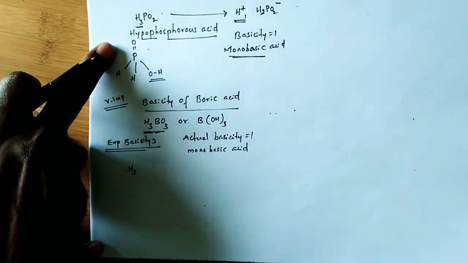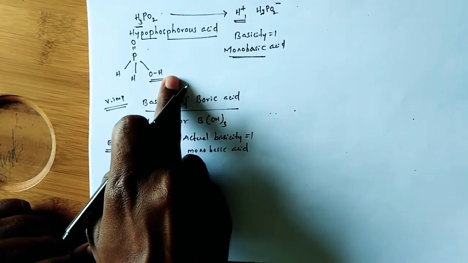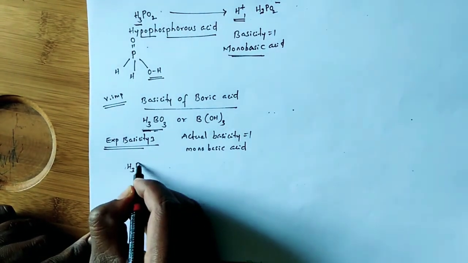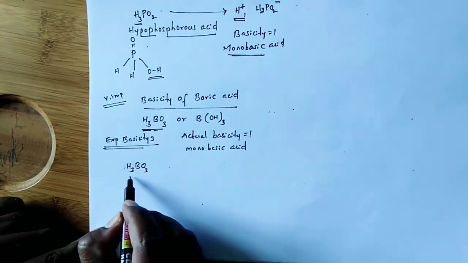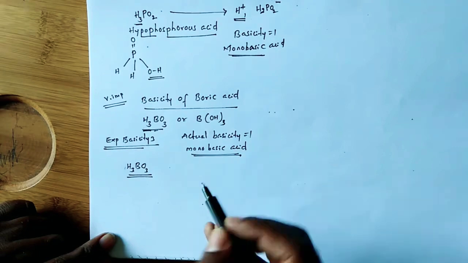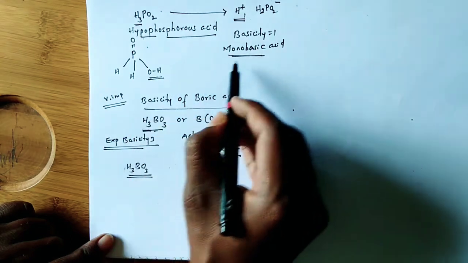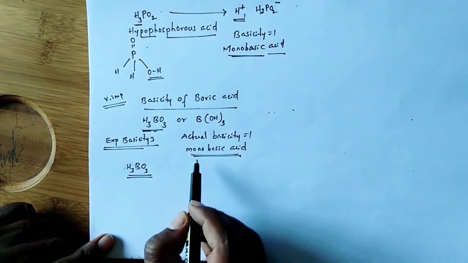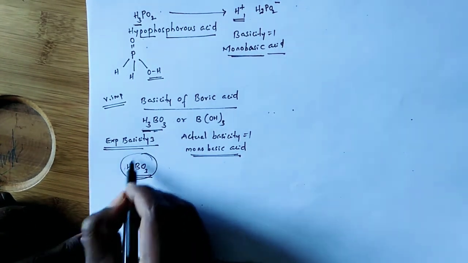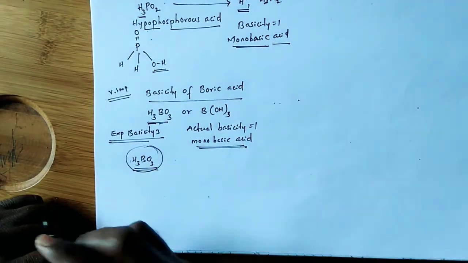In all the cases we have discussed till now, the hydrogen ions were being furnished from the molecule. But here boric acid will not furnish H plus ions from this species. Then why is it a monobasic acid? In hypophosphorus acid, it furnishes 1 H plus ion, so we consider it a monobasic acid. But here that 1 H plus ion will not come from the boric acid molecule. So how is it a monobasic acid?